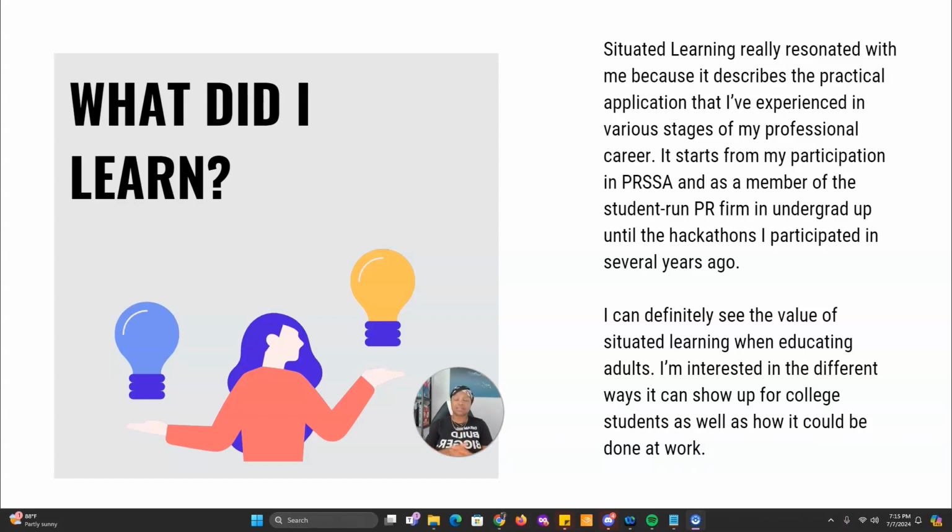What are some other ways that this can show up in different organizations of different sizes, of different structures, of just the way that they do things? How can that look? So those are the two things that I'm most curious about when I'm thinking about situated learning.